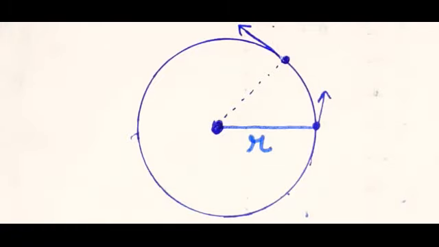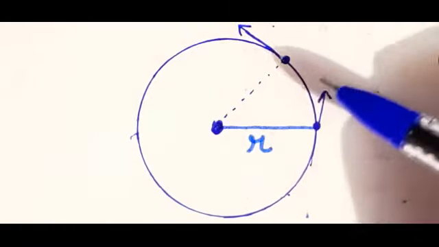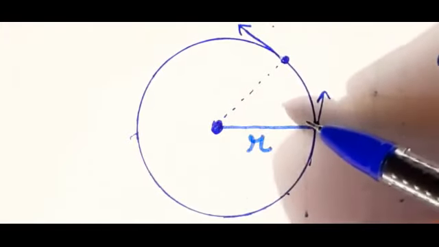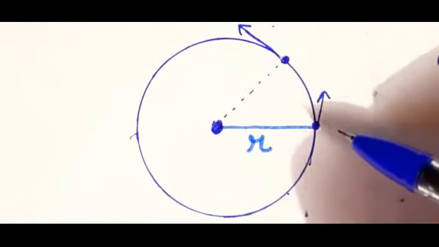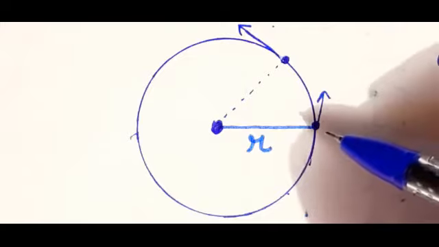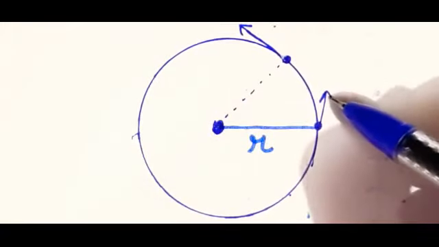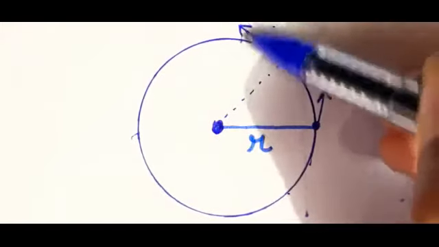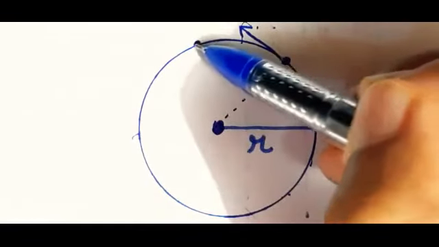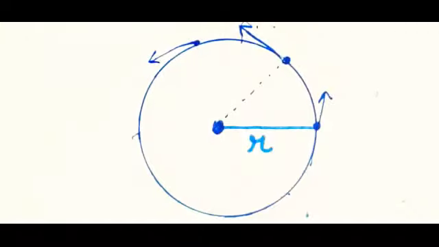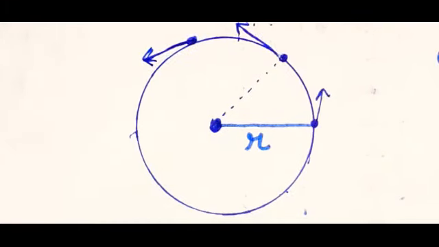Now listen students, when an object moves in a circular path, the direction of motion is changing continuously. See, at this point, this is the direction of motion. At this point, this is the direction of motion. At this point, it will be another direction of motion. So at every point, when it moves through the circular path, the direction of motion is changing continuously.